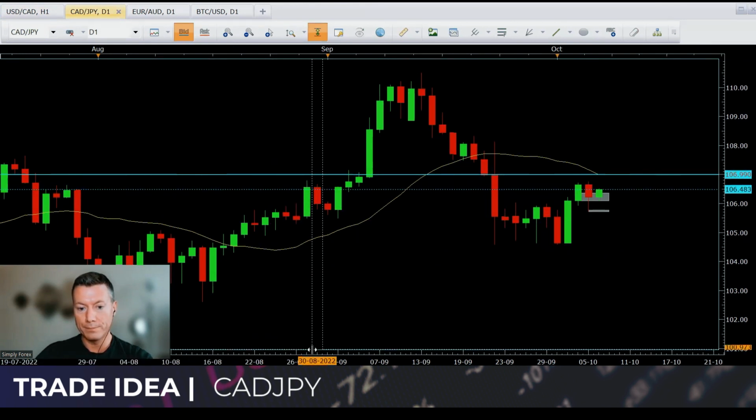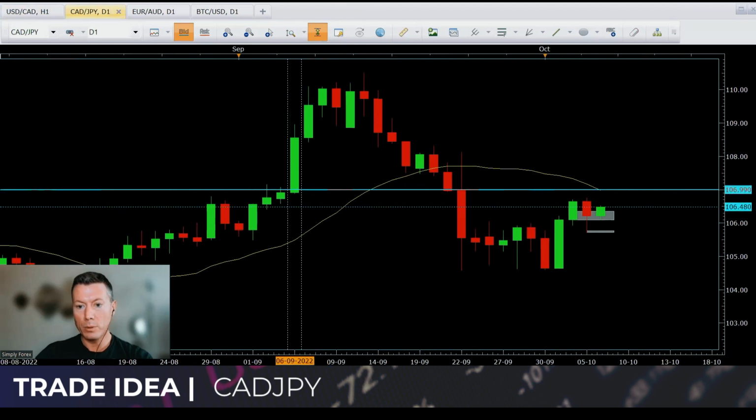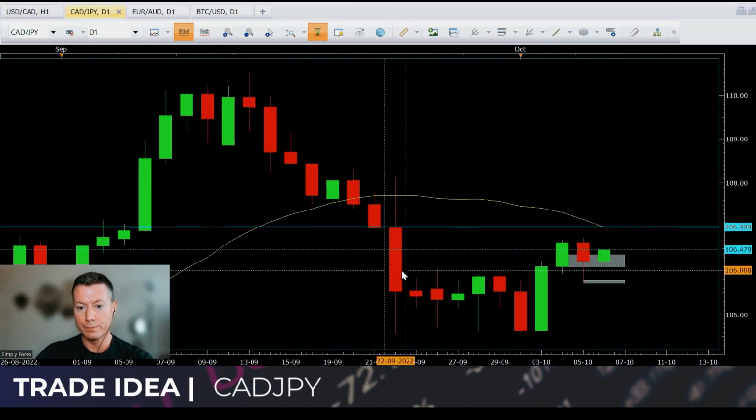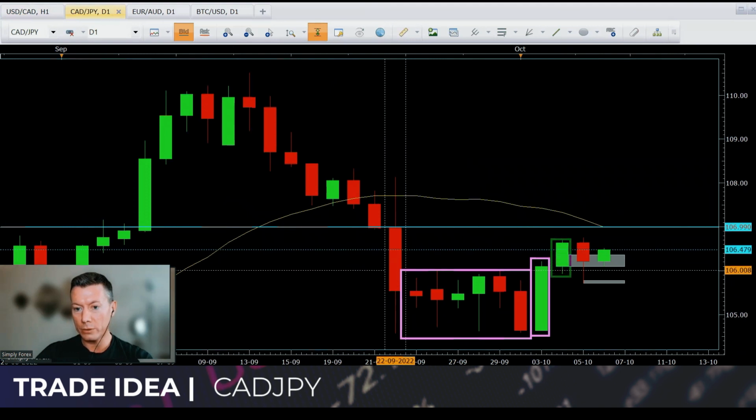If I zoom in, remember we had this box of indecision. All right, and then we had a break of this box with this candle. We then had this bullish candle. And then yesterday we saw this wick as well, which has rejected this box again. It's rejected this box, closed above it. So I still think we can take price back up to this blue line, this psychological level of 10700. All right, guys, we're looking to buy Canadian dollar, Japanese yen.